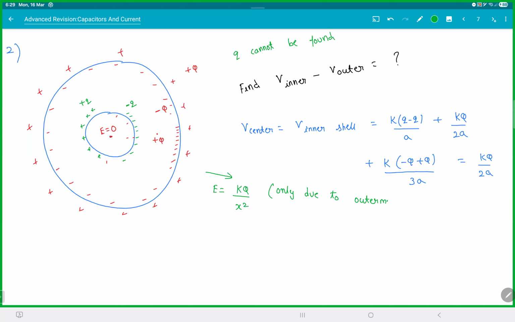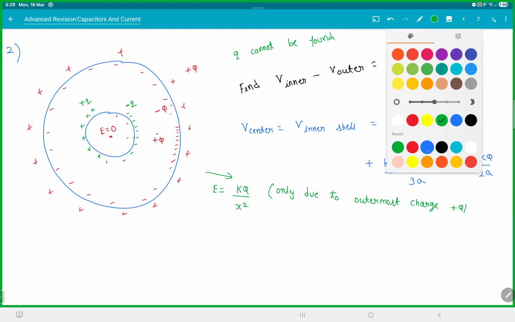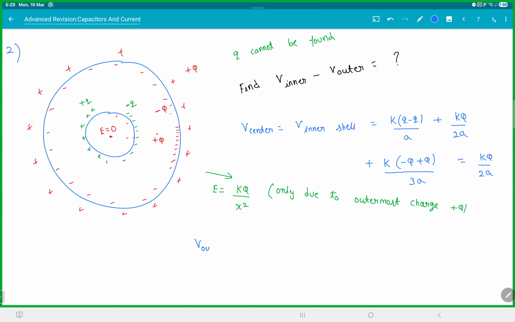This is only due to the outermost charge. So then I can do this thing. V outer shell minus V infinity is equal to minus integral E dot dr. The limits will go from 3a to infinity. This would be kq by x square dx. V infinity is anyway 0.